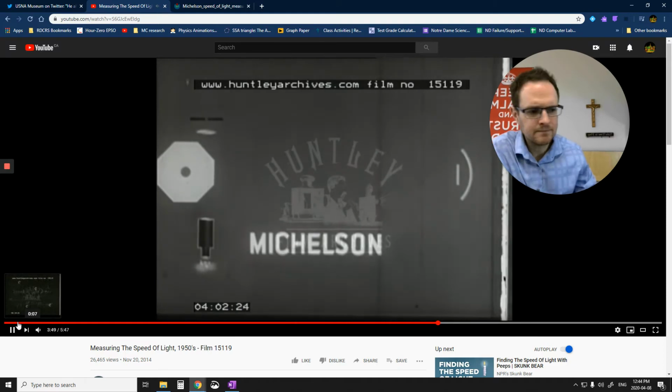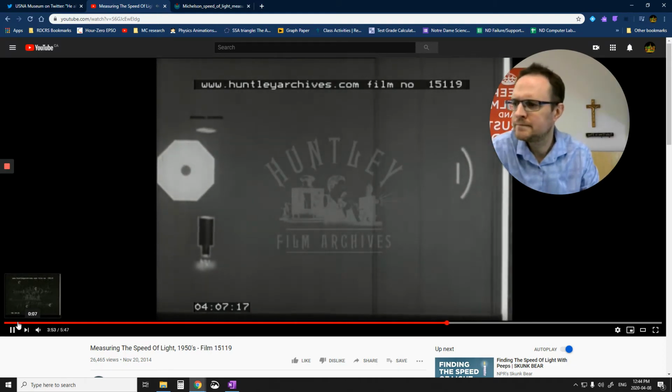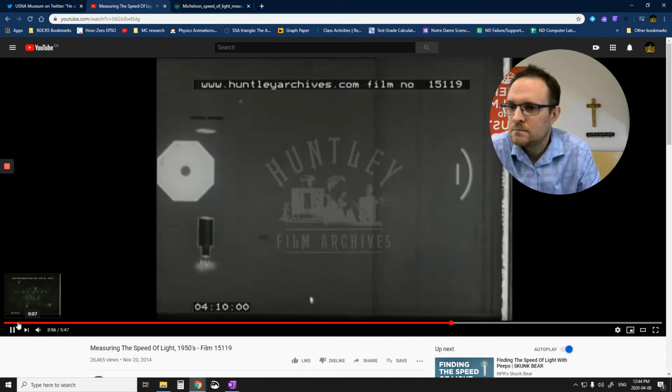By using a revolving many-sided mirror. And instead of measuring the displacement of the final image, Michelson varied the speed of the mirror until there was no displacement.